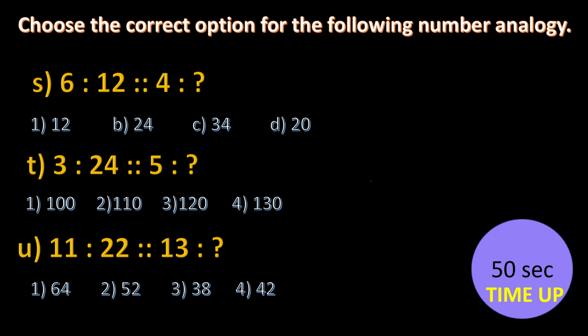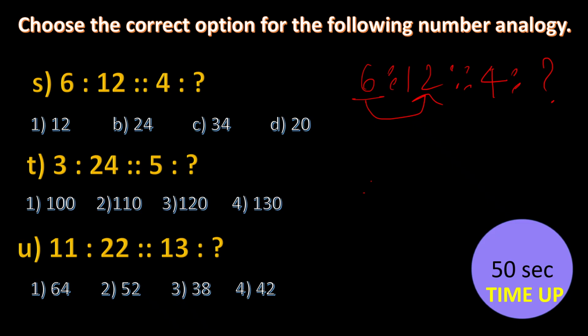First one is what? 6 is to 12. And then 4 is to what they have given. So from 6, how can you go to 12? Think that.